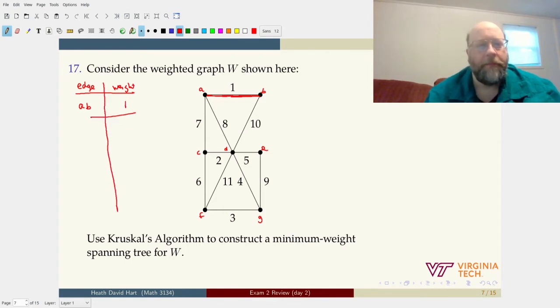All right. Then we'll go down here and add the edge of weight 2, which is from C to D. We'll add the edge of weight 3, which is from F to G. So far, no problems. The edge of weight 4 from D to G. 5 from D to E.